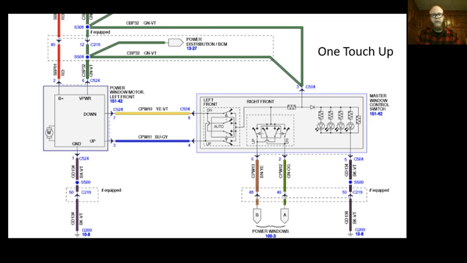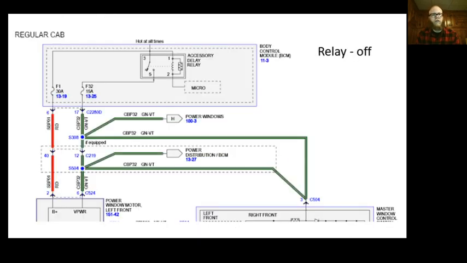One touch up, I will see power on my up circuit first, followed a brief time later by power on my down circuit. So basically, if it sees power on both these circuits, it's going to pay attention to which one did I see power on first. So that's going to tell it which way to go. If I see it first on the up, then I'm one touch up. If I see it first on the down, one touch down. Crazy simple, huh? Let's look at our relay.